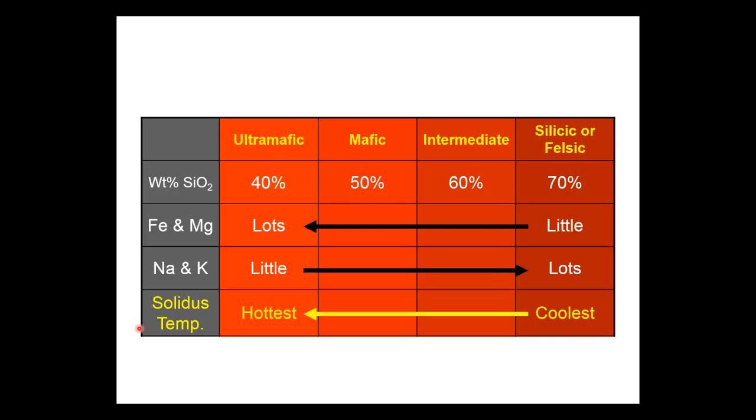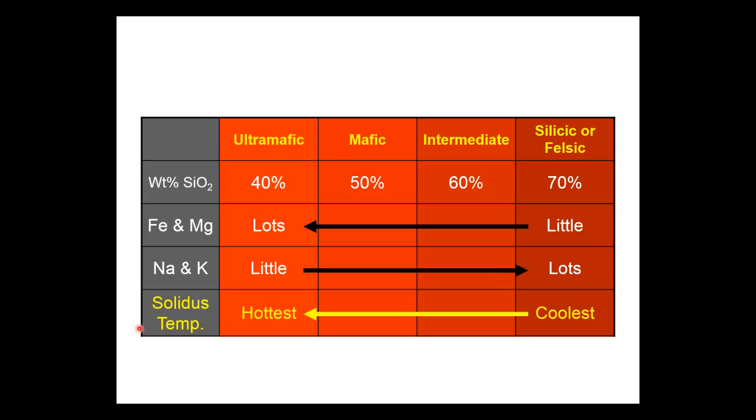Here we have the table summarizing the four basic compositional categories of igneous rocks, ranging from ultramafic on the left to silicic or felsic on the right. And we've talked about how these terms, ultramafic, mafic, intermediate, and silicic or felsic, correspond to a composition which can be summarized by the weight percent silica and the amount of iron and magnesium and the amount of the alkali elements sodium and potassium. And we've also noted that the solidus temperature for ultramafic rock is the highest solidus temperature, while silicic or felsic rocks have the lowest solidus temperature.